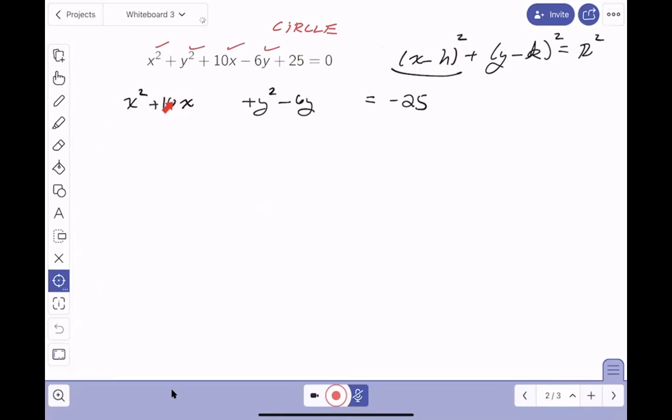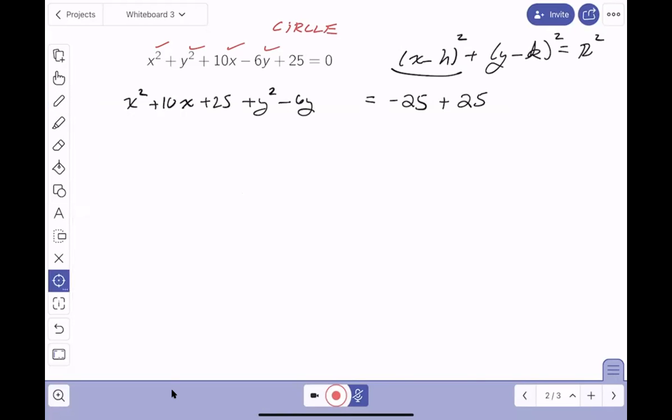We take half of this number, which is 5, and we square it. So if you square the 5, what would you get? Plus 25. We're completing the square. Now remember, if you add 25 to the left, you must add 25 to the right. Let's keep going.